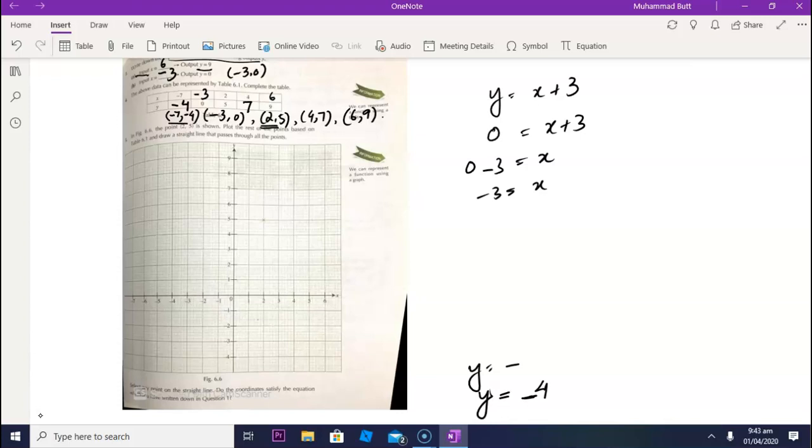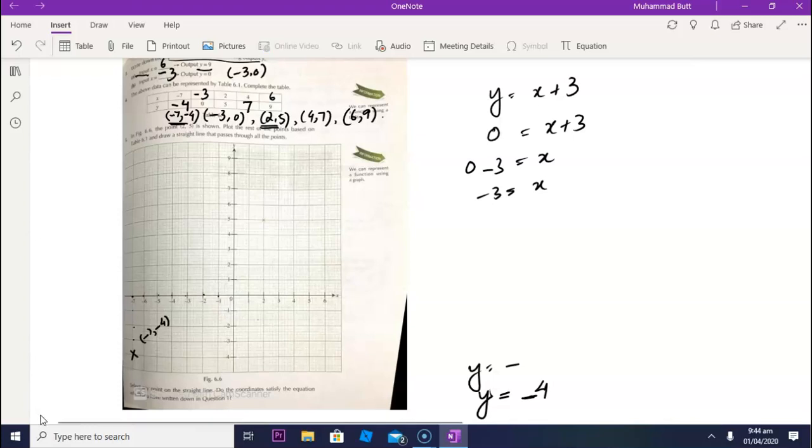The first ordered pair is minus 7, minus 4. Both the values are negative. It means 7 units to the left: 1, 2, 3, 4, 5, 6, 7 units to the left and 4 units down: 1, 2, 3, 4. This is the first ordered pair, minus 7 and minus 4.